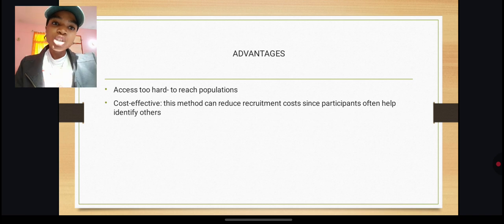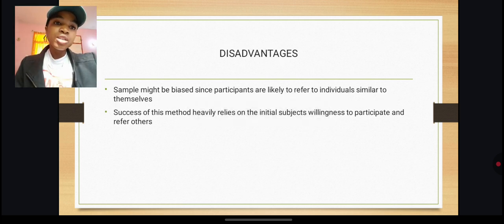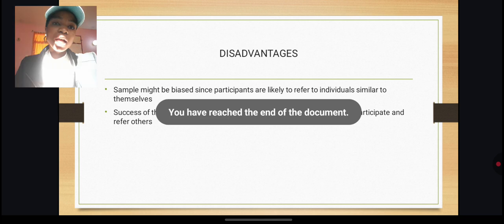This method can reduce recruitment costs since participants often help identify others. Disadvantages: the sample might be biased since participants are likely to refer individuals similar to themselves. The success of this method heavily relies on the initial subject's willingness to participate and refer others.